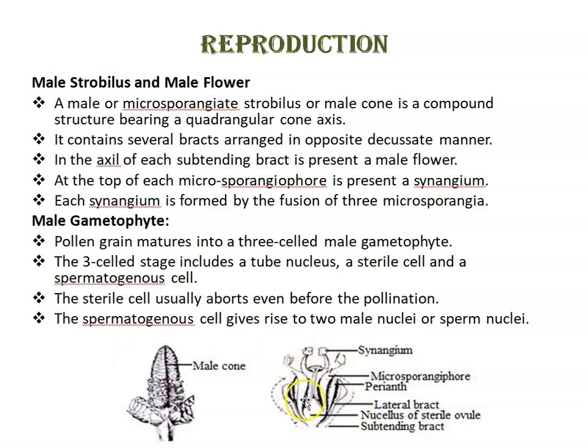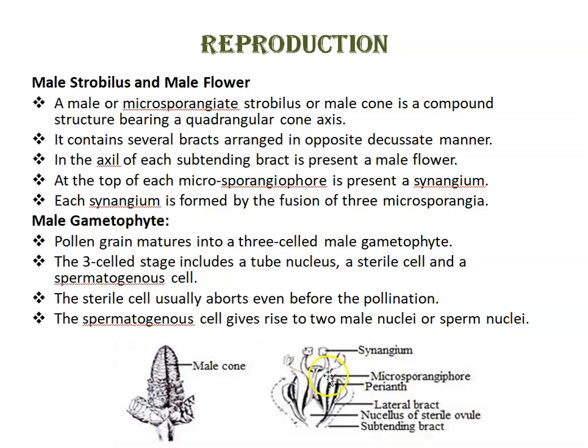Just look at this second diagram. This is a male flower, and these are two lateral bracts. Then the male flower also contains a perianth. This is the perianth, which is formed from two bract-like anterior and posteriorly placed structures. Inner to the perianth is present a whorl of 6 microsporophylls.